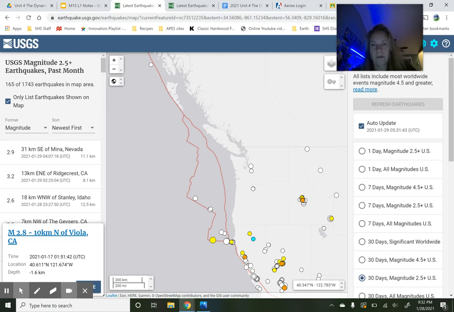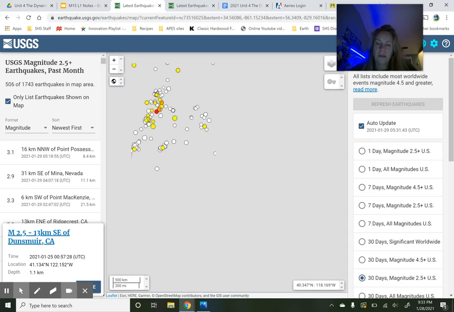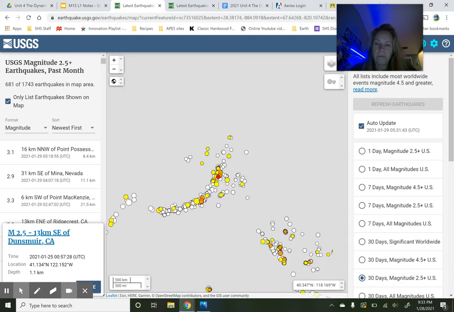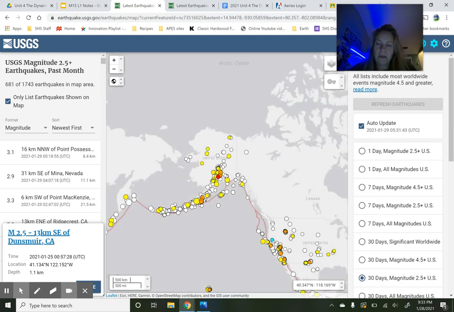You wouldn't be able to feel that. It needs to be at least a 3 before you can even remotely feel it. You'd have to sit still and maybe feel it. It was 1.6 kilometers deep, which is fairly deep. And if we look at this one in Dunsmuir, it is 1.1 kilometers deep. It was a 2.5, so definitely not felt. We can see that there's quite a bit of earthquakes. Just looking at this, we can see there's earthquakes all over.